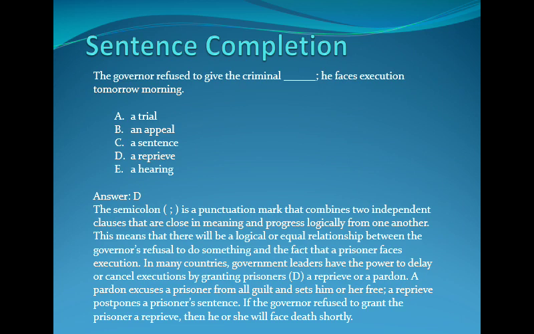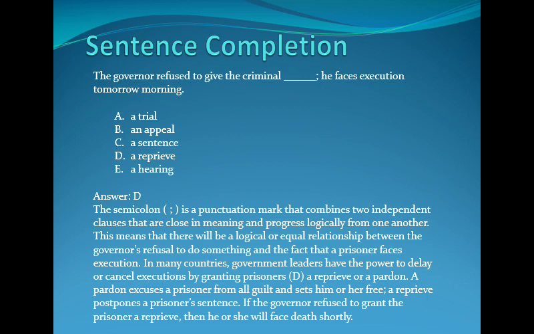The governor refused to give the criminal dash. He faces execution tomorrow morning. Now, as you can see in the explanation over there, they say that the answer is D, but then they're talking about the semicolon. The second part of the sentence is related to the first part, because a semicolon means that he faces execution tomorrow morning is what is mentioned in the second part of the sentence. That means this governor has anyhow decided to go for the execution. So he refused to give the criminal what? What can it be? That's a big question.